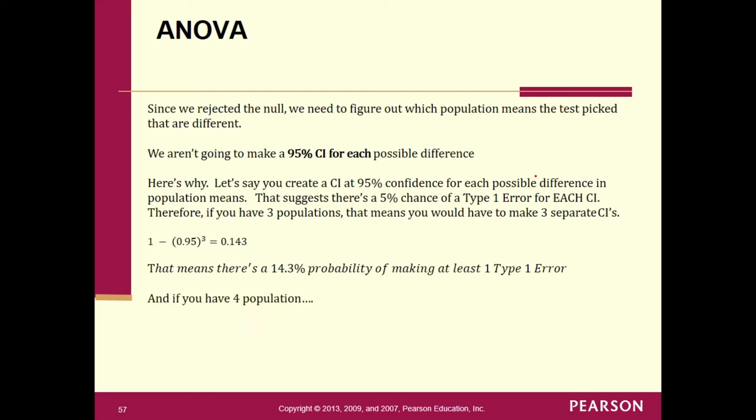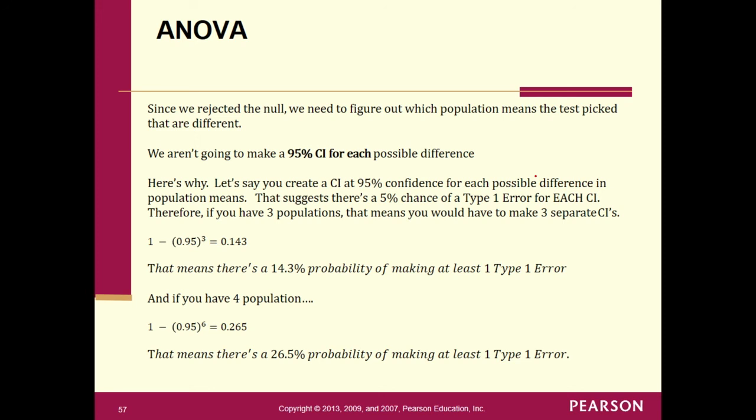And notice how it exponentially goes up. If you had 4 populations, you do the math, you actually would make 6 different confidence intervals. And that turns out to be 0.65. That means there's a 26.5% chance of making at least one type 1 error.